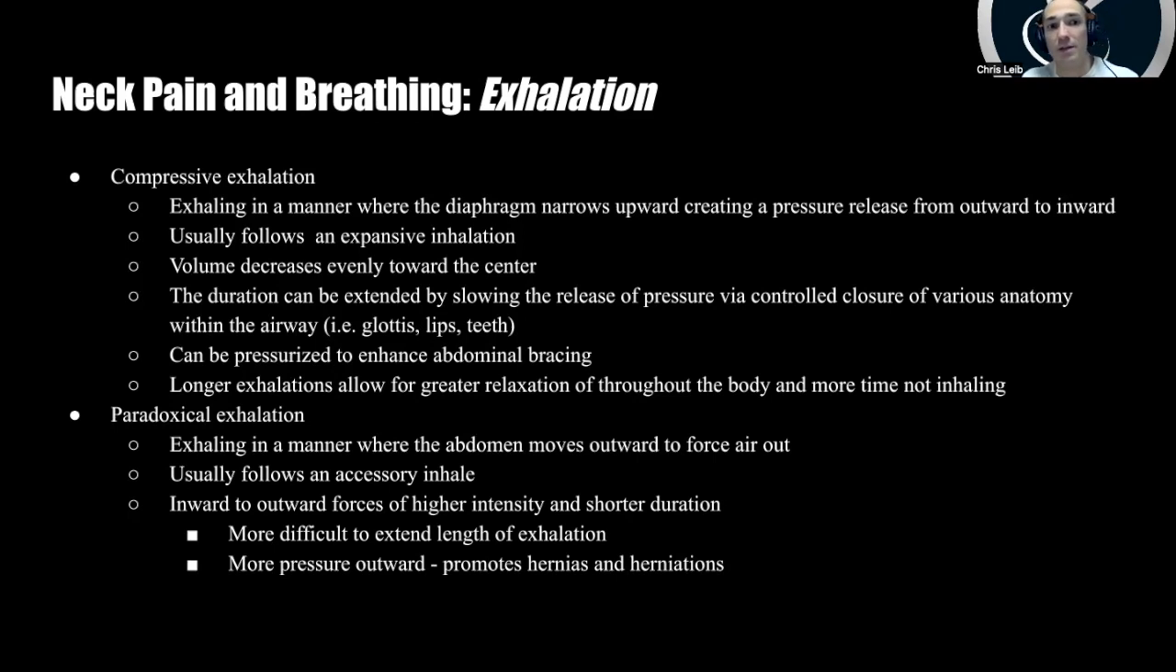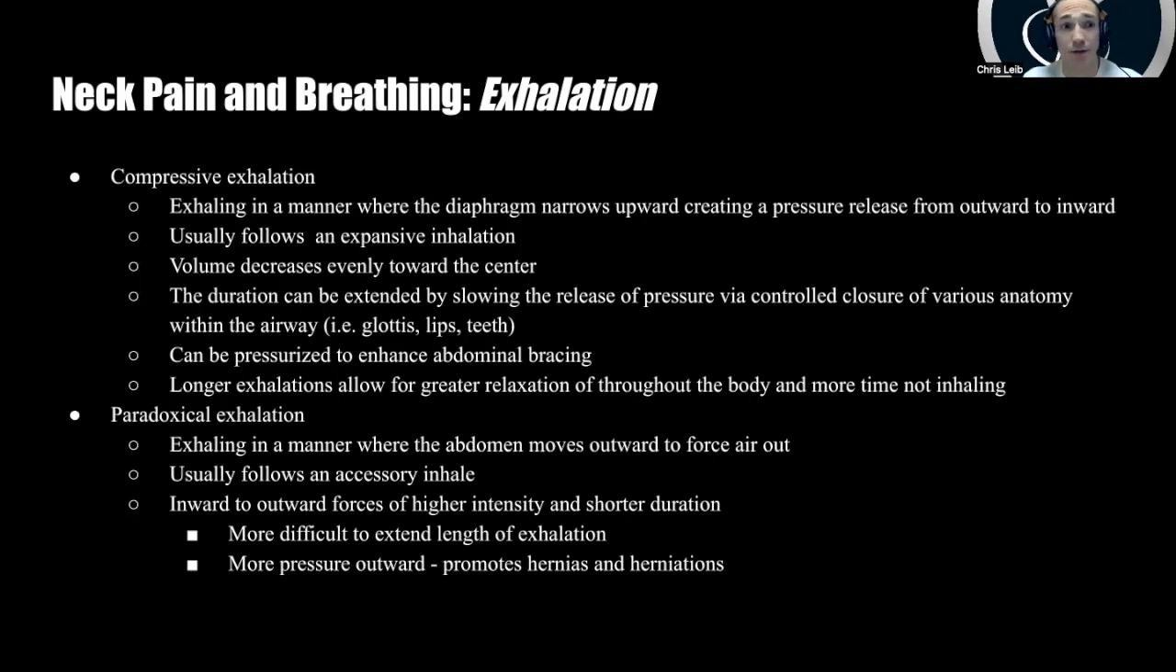And the duration could be extended in a variety of ways. So we could slow the release of pressure via closure of our glottis, which would make more of a sound, the lips, which would make more of a blowing sound or a pursed lip sound, or the teeth, which would make more of a hissing sound. All of these are ways of slowing down. And then there are also ways of pressurizing the breath if we'd like to, which increases the intensity of it, which could be useful for strength training or certain types of movement endeavors. If we're just trying to relax, we just want to slow the breath down, but we're not trying to pressurize it as much. So the compressive exhalation, much like the expansive inhalation, allows for longer exhalations, which allow for a greater relaxation throughout the body and more time not inhaling, basically.